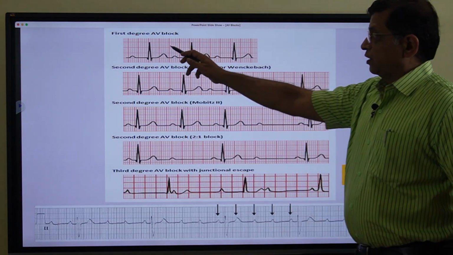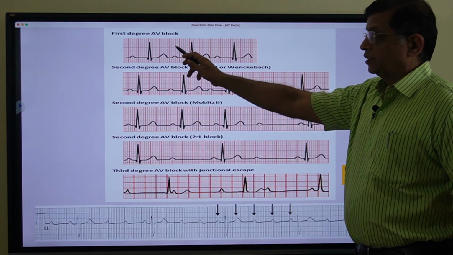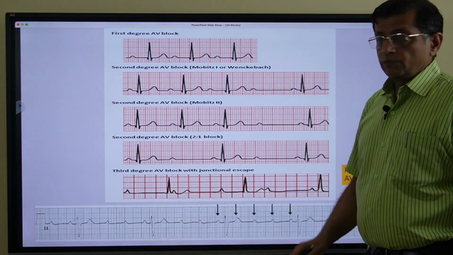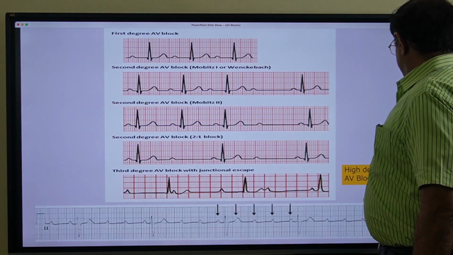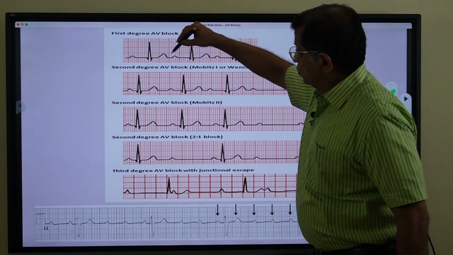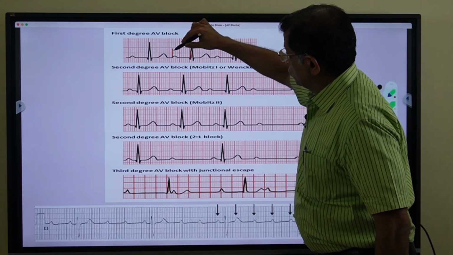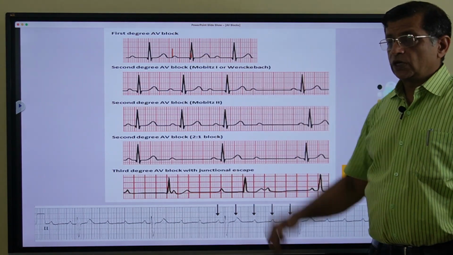So this is the first degree AV block. In the last lecture we had a lengthy discussion about first degree AV block. How is first degree AV block defined? A prolongation of the PR interval. So it is measured from the beginning of the P wave to the beginning of the Q wave. So this is more than 5 small squares or more than 200 milliseconds. So this becomes first degree AV block.